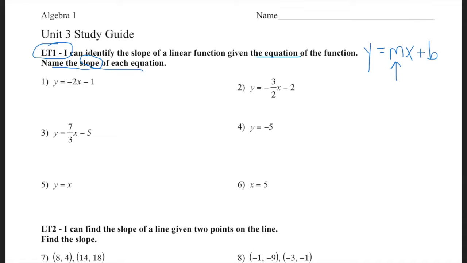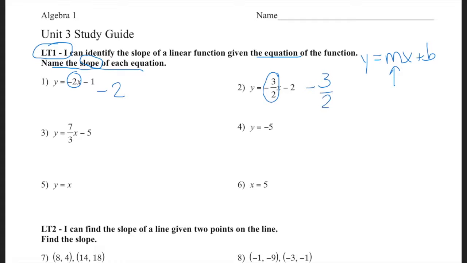If your equation is in standard form, ax + by = c, then you see you don't have slope. You have a, b, c, but you don't have m. So it's really important that you change any standard form equations into slope-intercept form before you try to identify the slope. And as I said, if your equation is in slope-intercept form, then it's really easy to find the slope because it's the coefficient of the x value. So in the case of number 1, the slope is -2. For number 2, the slope is -3/2. For number 3, the slope is 7/3.